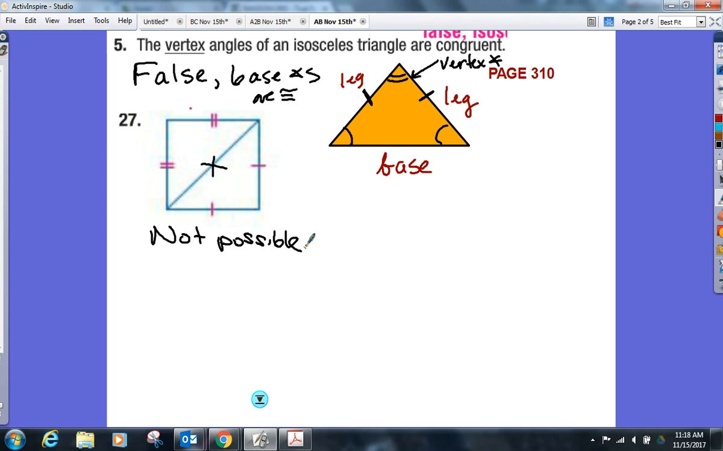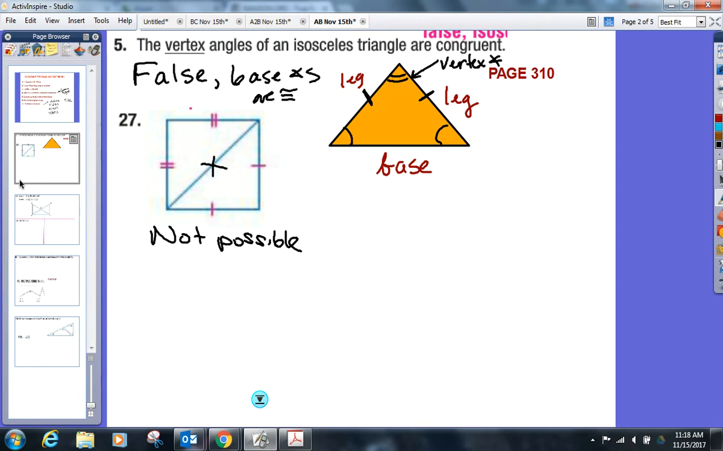Guys, are we clear on that, why it's not side, side, side? The congruent sides are in the same triangle. They better be in different triangles for you to do side, side, side. We okay there? Just wanted to make sure we don't get tripped up on something like that tomorrow.